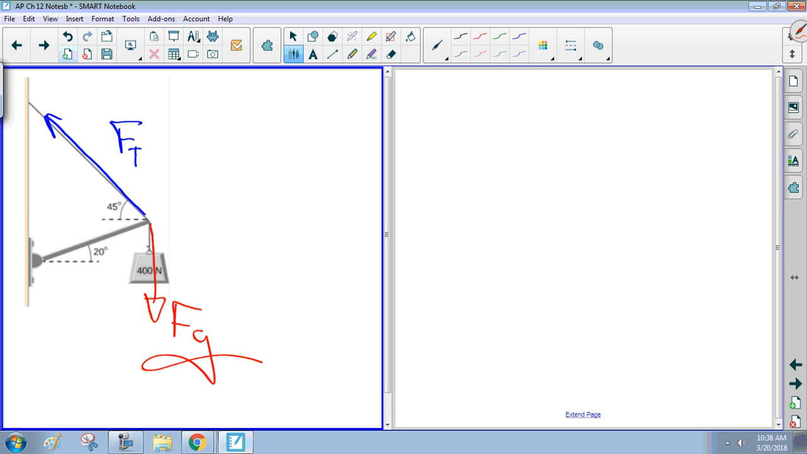There's got to be at least one other force. Give me the other force and tell me how you know it's not zero. What do you got here? Oh, well, I'm not sure about this at all, but... It's okay.